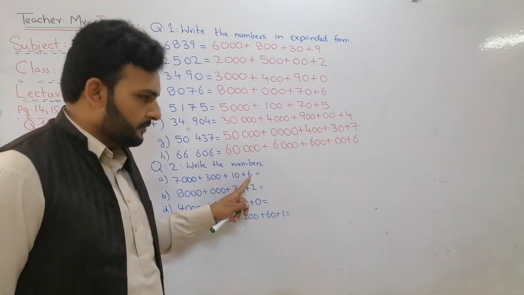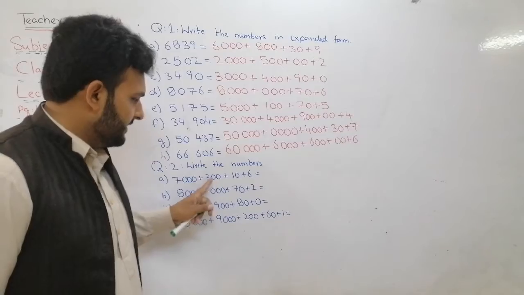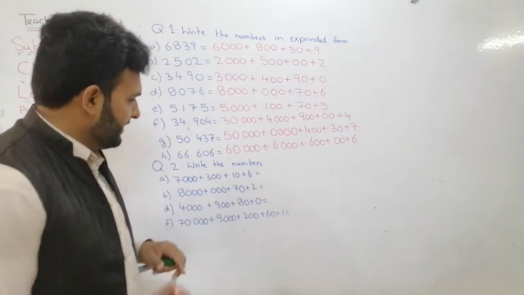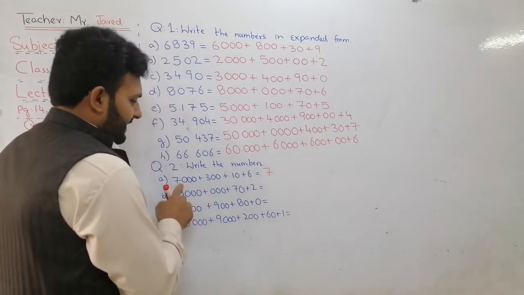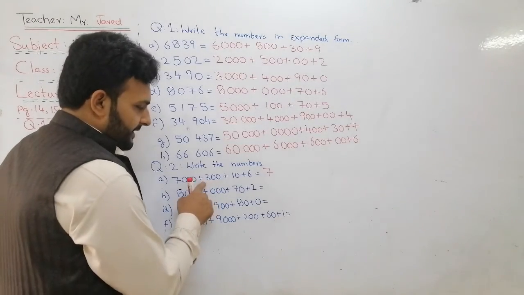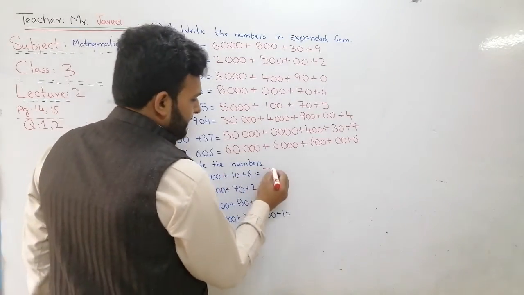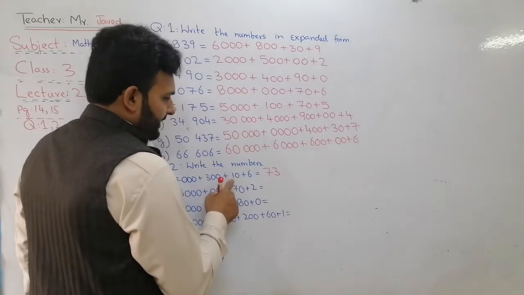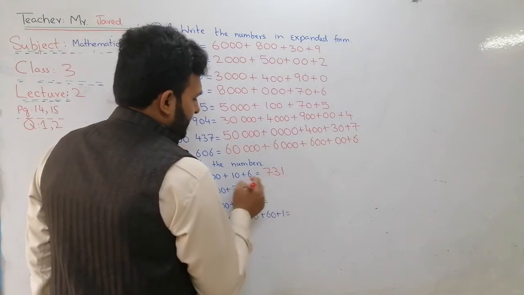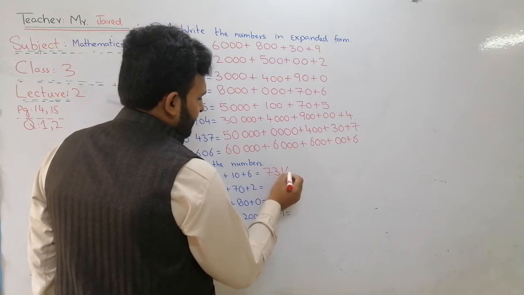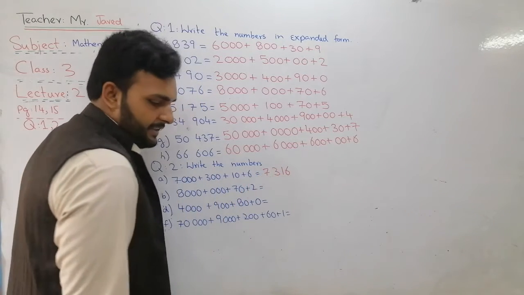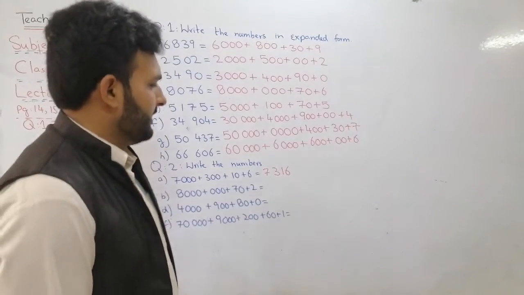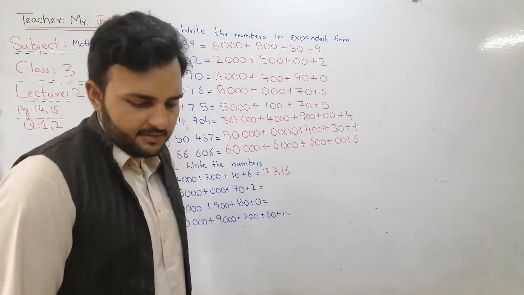Expanded form, this is ones, tens, hundreds. Clear all of you? Okay. 7 we will write first of all, and then after that 3 is at the hundreds place. After that tens place it will be 1, and 6 will be at the ones place. Clear all of you? 7, 3, 1, 6. Clear all the students? Okay.